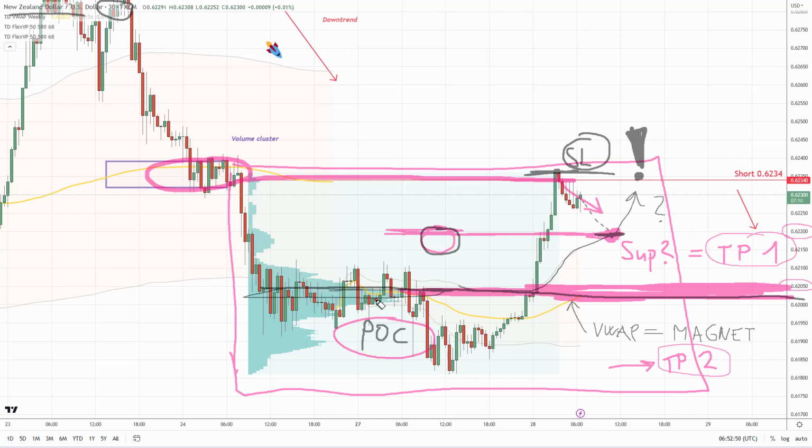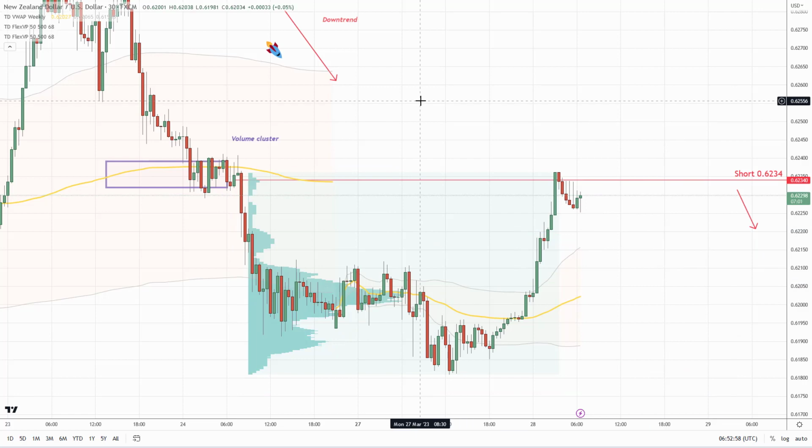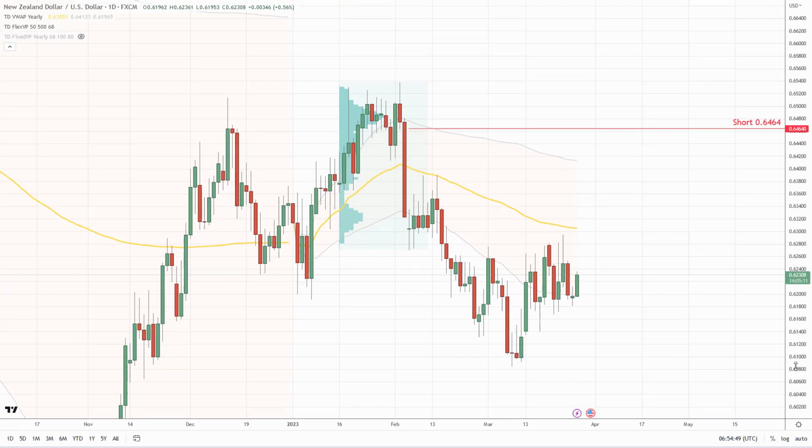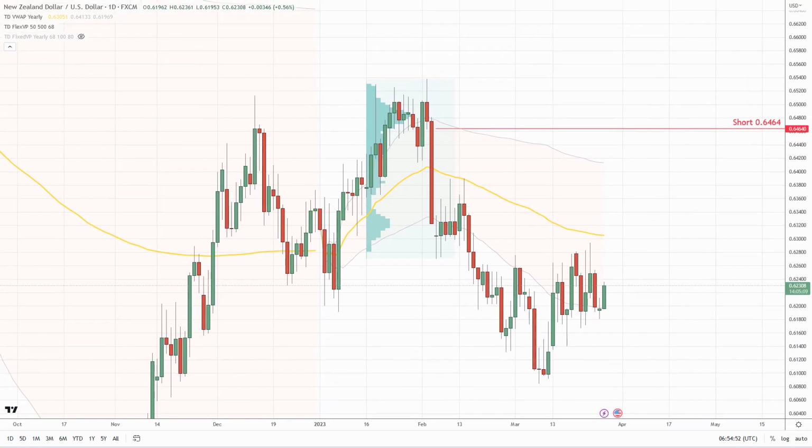Now there's another thing that I want to talk about, and that is a swing resistance. So let me switch to the daily chart. All right, so this is the daily chart of New Zealand dollar, US dollar, and the swing trade I want to talk about is in here at 0.6464. This is a strong resistance, a swing trading resistance, which is based on massive volumes which were accumulated in here before the start of this downtrend.